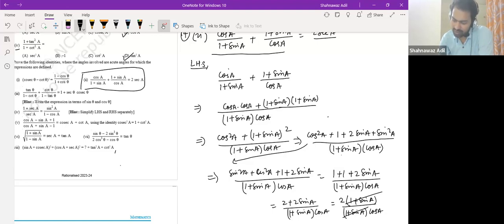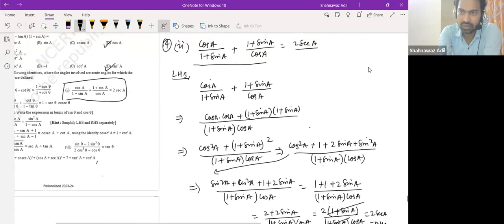So what is the reciprocal of cos A? Sec, right? So 1 by cos A is sec. So 2 sec A, which is the origin. Clear? Okay, everybody, clear?